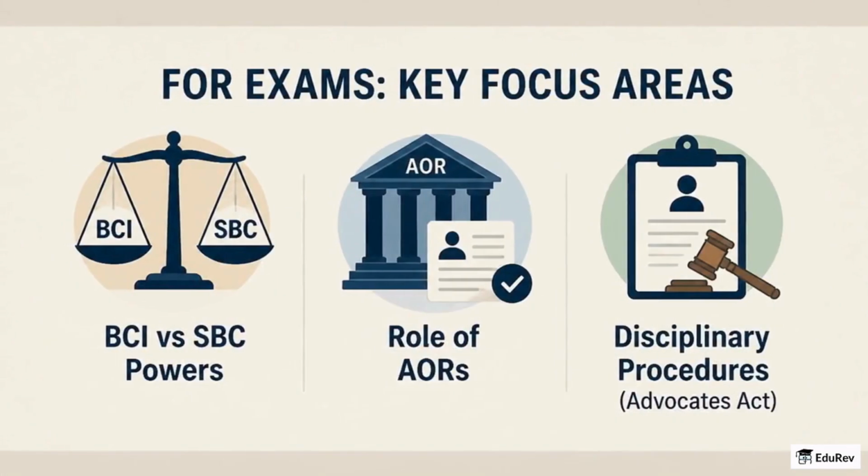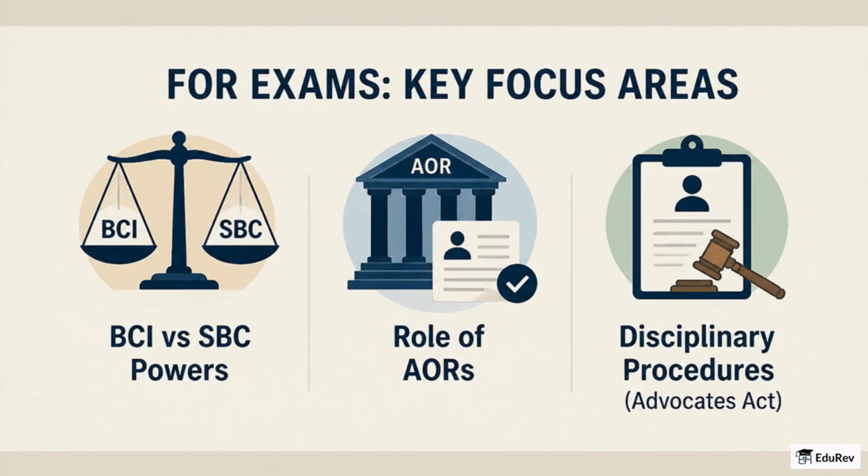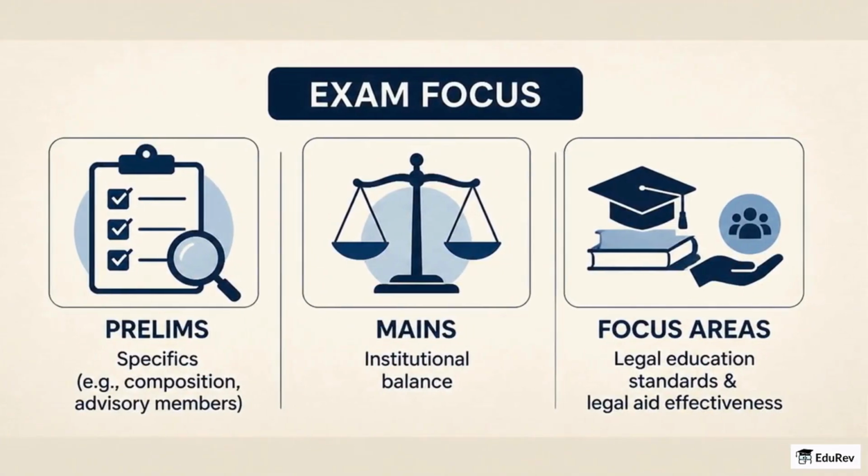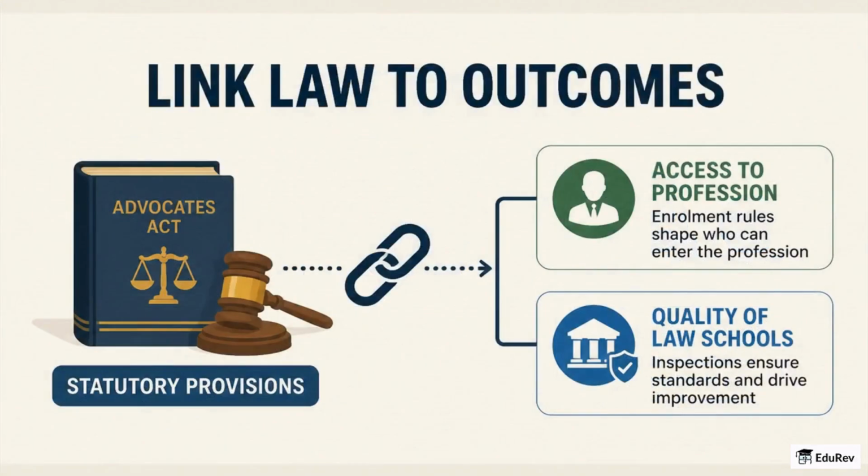For exams, this is important. Questions often probe the difference between BCI and SBC powers, the role of AORs, and disciplinary procedures under the Advocates Act. Prelims may ask specifics like composition or advisory members, while mains questions often examine institutional balance, legal education standards, or effectiveness of legal aid schemes. To answer well in mains, link the statutory provisions to practical outcomes, how enrollment rules affect access to the profession, and how inspections influence law school quality.